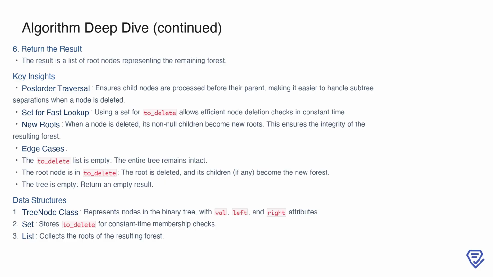Lastly, if the tree itself is empty, we simply return an empty result. The data structures that enable this solution include the TreeNode class representing the nodes of the tree, a set for efficient deletion checks, and a list to store the roots of the resulting forest.